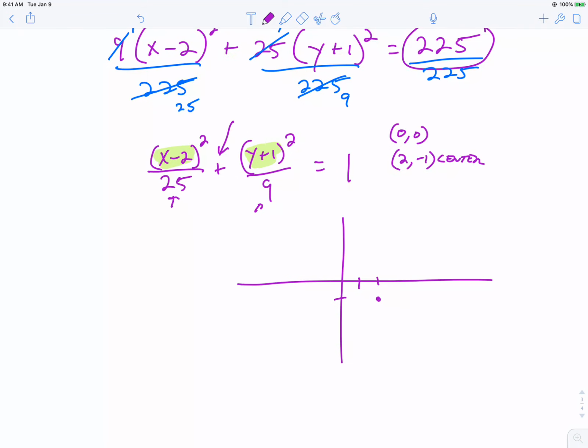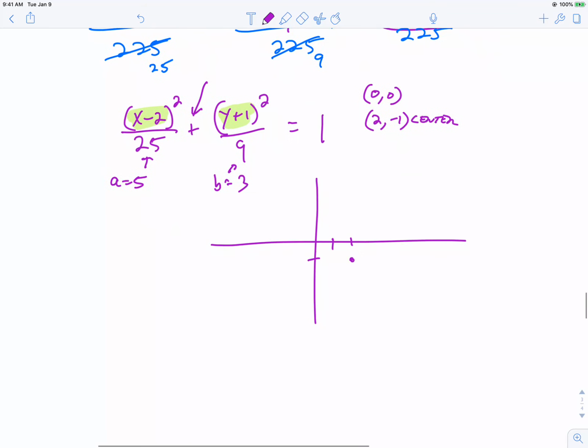All right, so there's my center. That means my A is 5 and my B is 3. So A goes in the x direction, so I go out 5: 1, 2, 3, 4, 5, in both directions, and I'm down here on the major axis. B goes up 3, so 1, 2, 3, and then down 3 there. So here's my ellipse. I have it graphed.